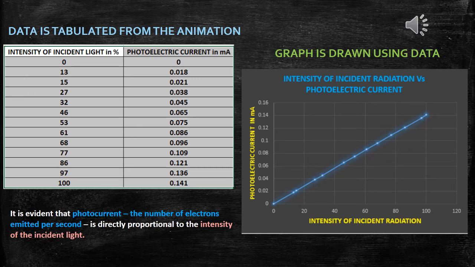The straight line graph shows that the photoelectric current is directly proportional to the intensity of the incident radiation. The meaning is, when the intensity of the incident radiation is increased, photoelectric current also increases. That is, the number of photoelectrons emitted from the cathode per second also increases. It's a linear graph. It is evident that photoelectric current, that is number of electrons per second, is directly proportional to the intensity of the incident light.